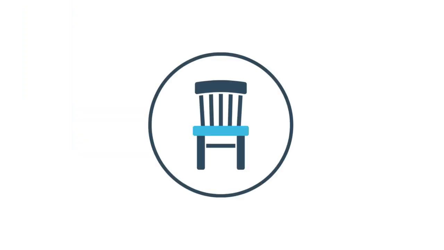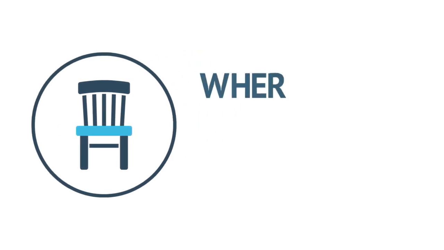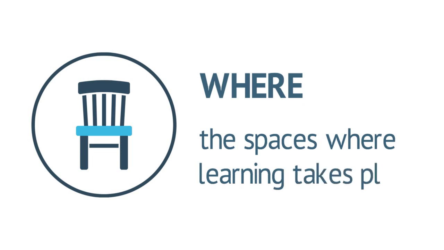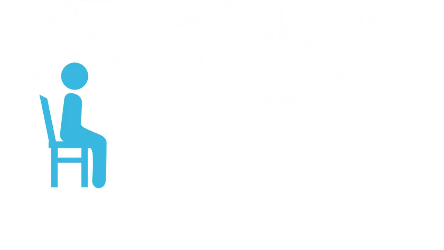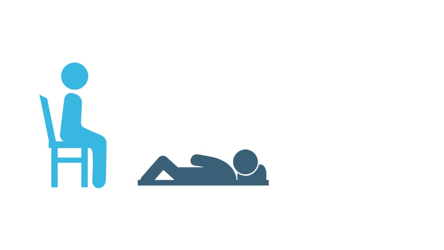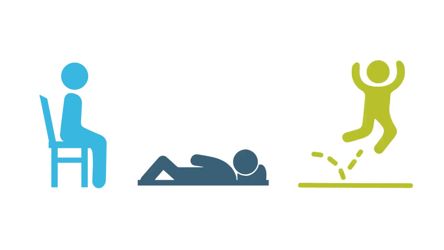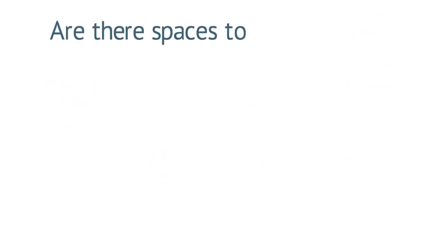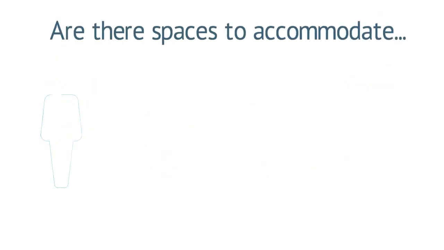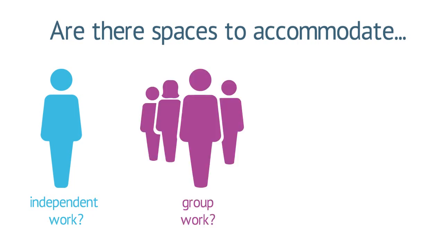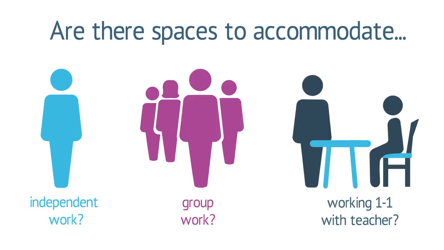Let's first take a look at where. In other words, the spaces in which learning occurs. You might ask yourself, where do students need to be to do their best work? In a classroom setting? Where might they like to sit, or lay, bounce, perch, or huddle? To read, write, use technology? For students who work best alone, are there places conducive to independent work? Does the learning environment accommodate group work? Can I work with students one-on-one?